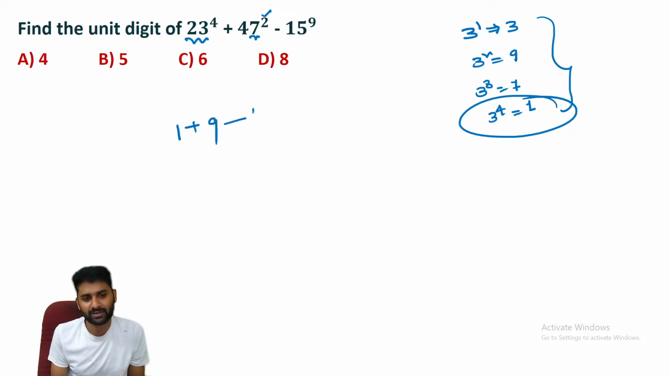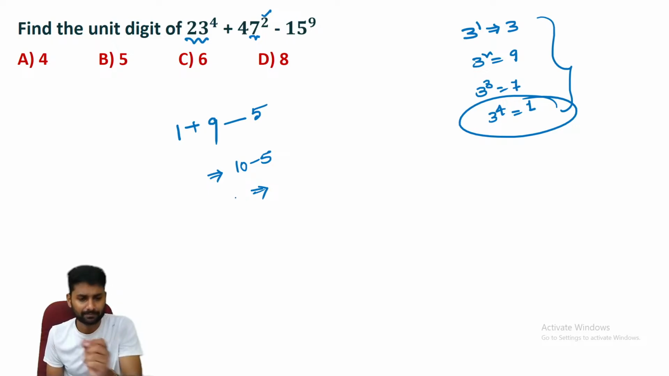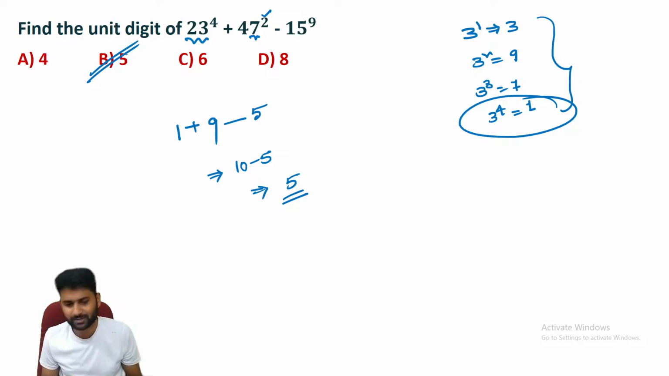And 5 power anything, the units place is always 5. Finally, after the resultant, you can see that the units place value is 5. After the whole simplification, you will get the units place of 5.